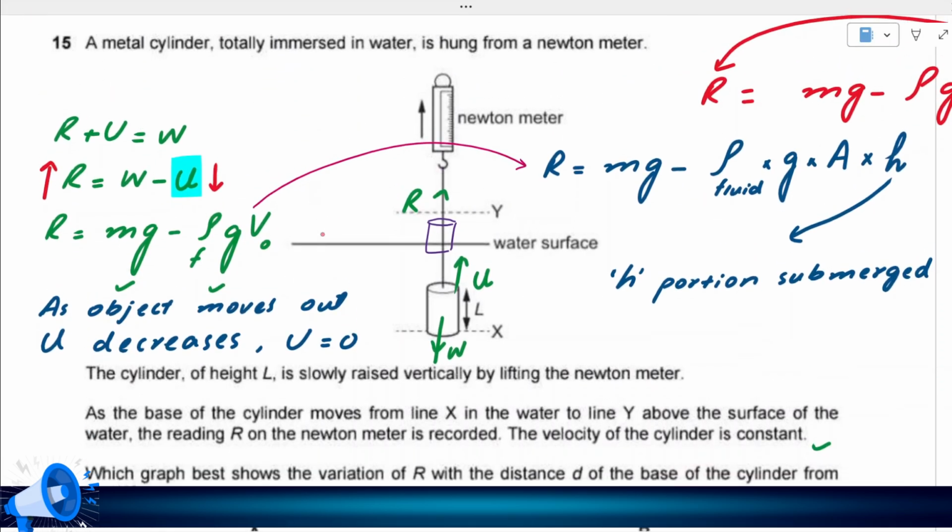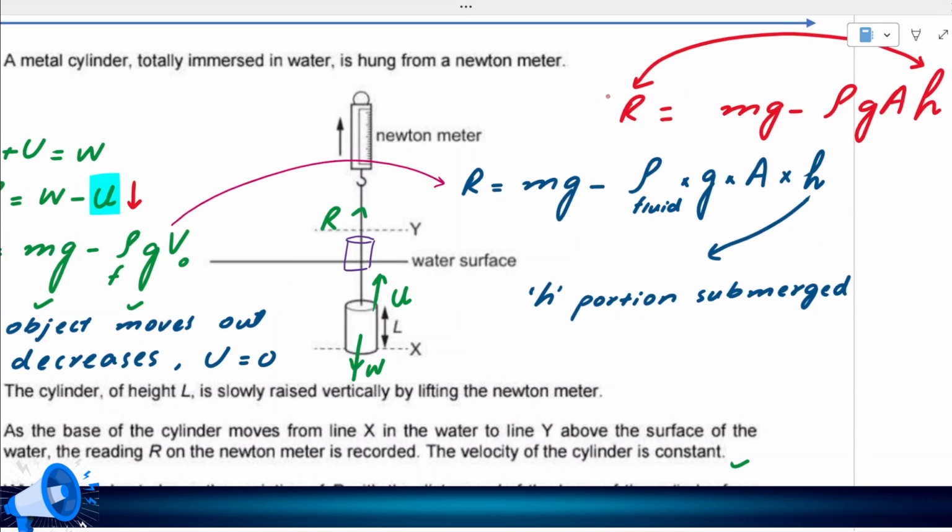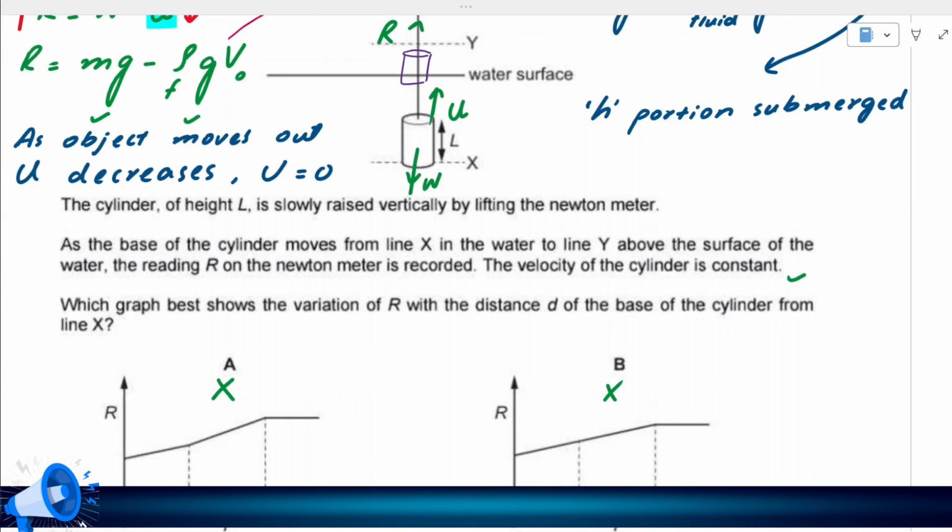So the key takeaway is, as the object is submerged completely in the fluid, upthrust is constant. And when the object is coming out of the surface of the liquid, the value of upthrust decreases. Hence, in this case, the value of R would increase, but the upthrust changes linearly, and the value of R would change linearly. So there were a lot of concepts in this one.